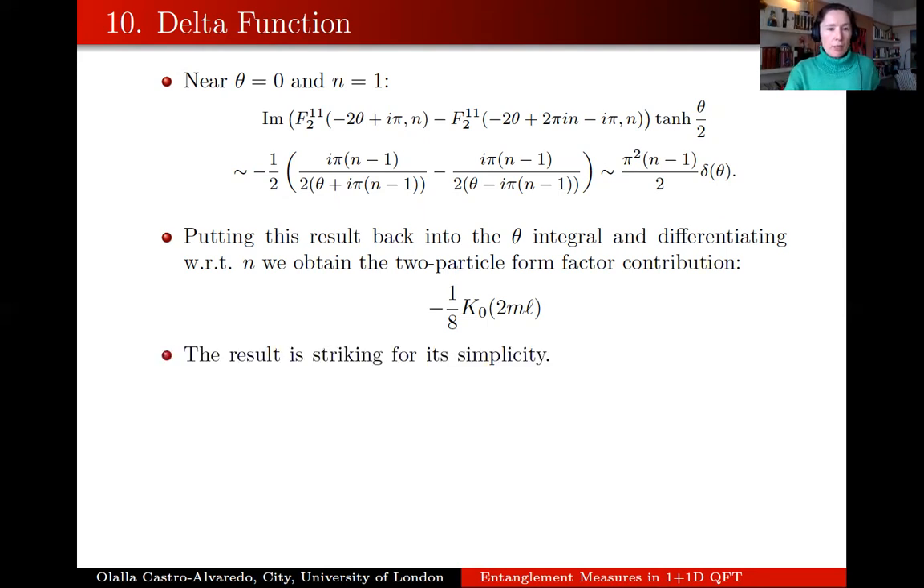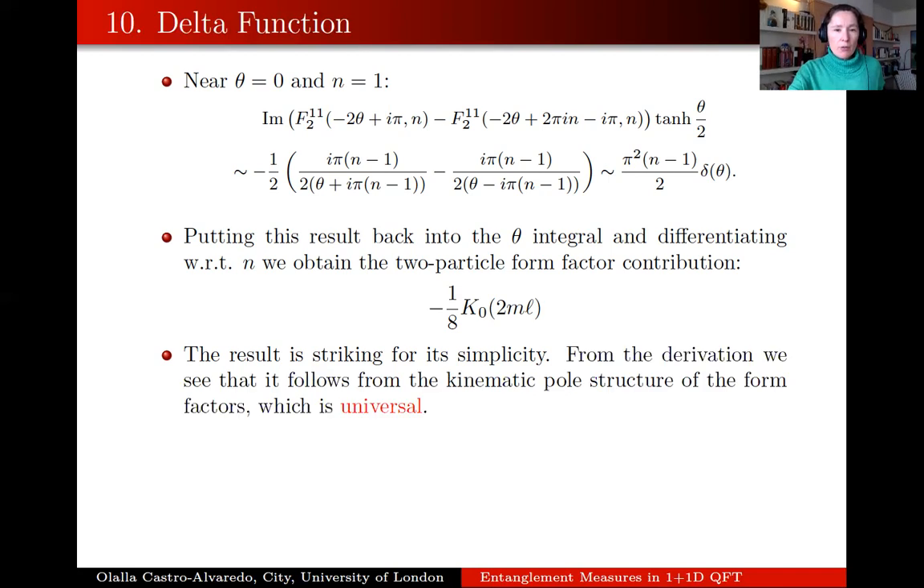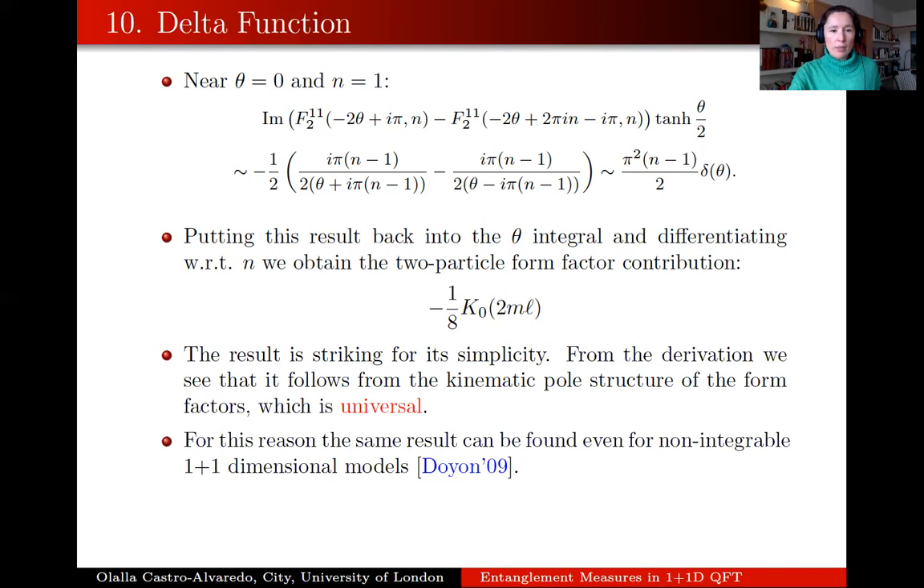Now, the nice thing about this result is that it is very simple. It's very generic, so it doesn't matter what theory you were working with, whether it was free or interacting, how complicated the form factor was. In the end, the only thing that mattered was the kinematic pole structure of the form factor. And that structure is very generic. It's actually universal. It's not even unique for integrable models. It's also present in non-integrable theories. And so that's why in this paper, Benjamin was able to show on more general grounds that this would be the leading correction, even if integrability is absent.